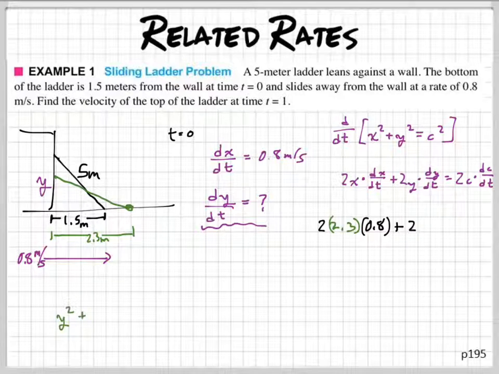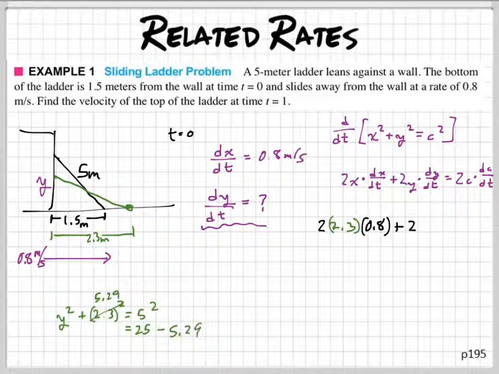Let me set this up. y squared plus 2.3 squared equals 5 squared. So we use this to find the value of y. Quickly, does anybody know what 2.3 times 2.3 is? No, you guys have your calculators out. That's why I asked you. It's 5.29. So 25 minus 5.29.